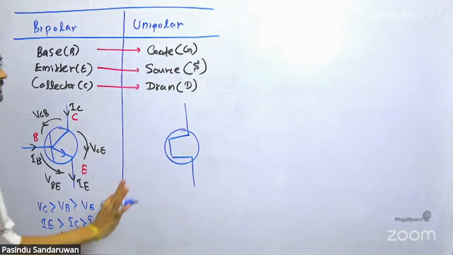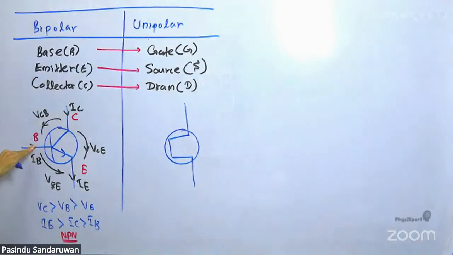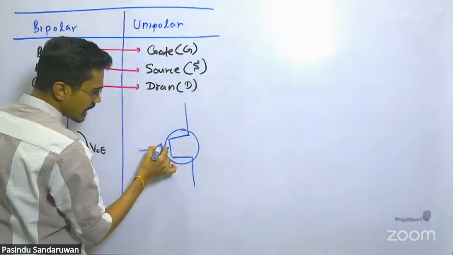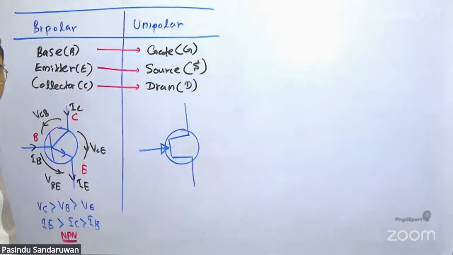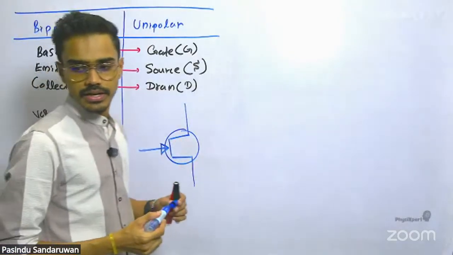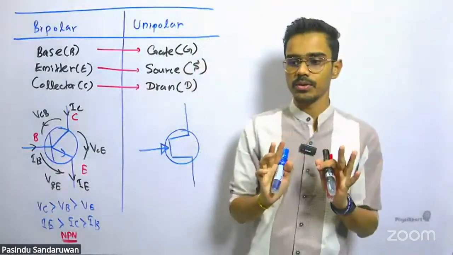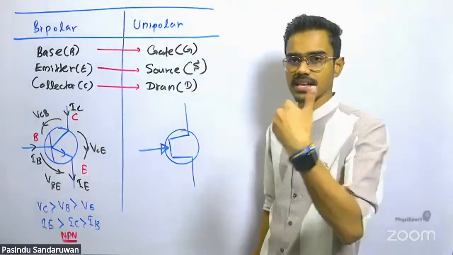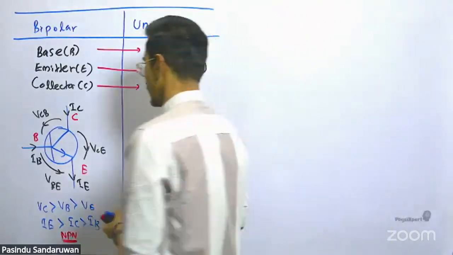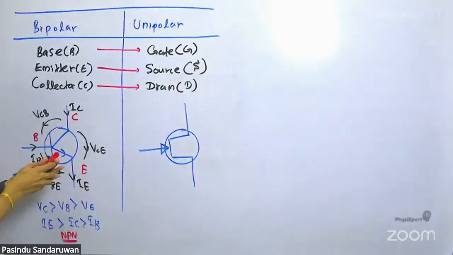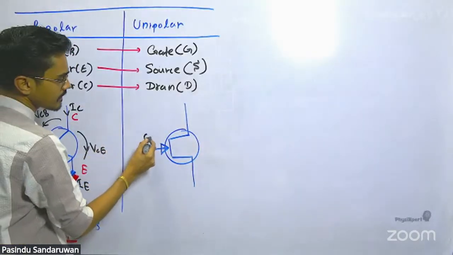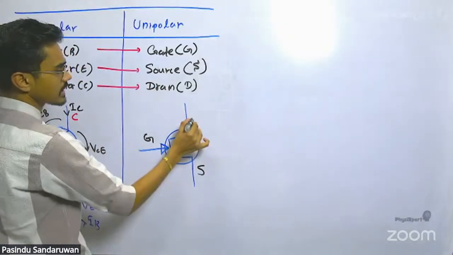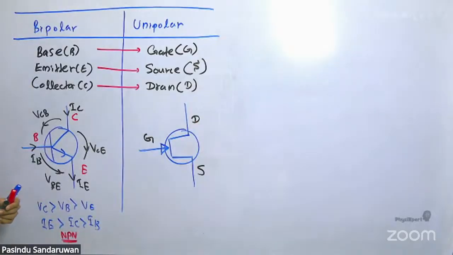Right. And as current flows into the base in an NPN bipolar transistor, an inward arrow is put. An inward arrow. Very important. The arrow is not about N channel or P channel. If there is an inward arrow, that is N. Now compare. Instead of base, we have gate. Instead of emitter, you have source. Instead of collector, you have drain.